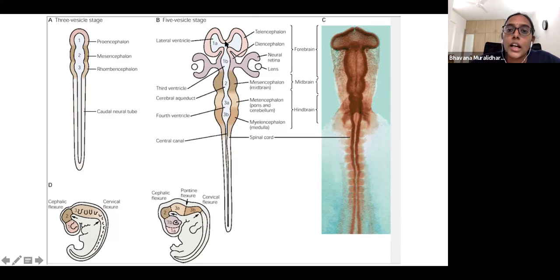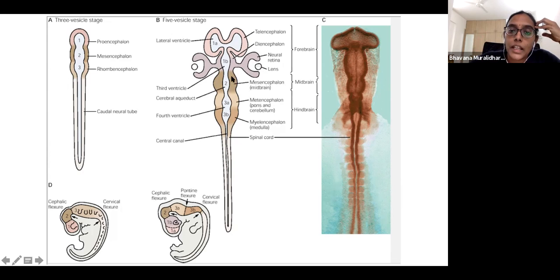For instance, there are signaling centers which are present at the very end here. There are signaling centers which are present at the lateral end, which will then pattern this entire region into the telencephalon, which forms the cortex. And also the boundary between the forebrain and the midbrain forms the neural retina, which then forms the optic cup and the lens.